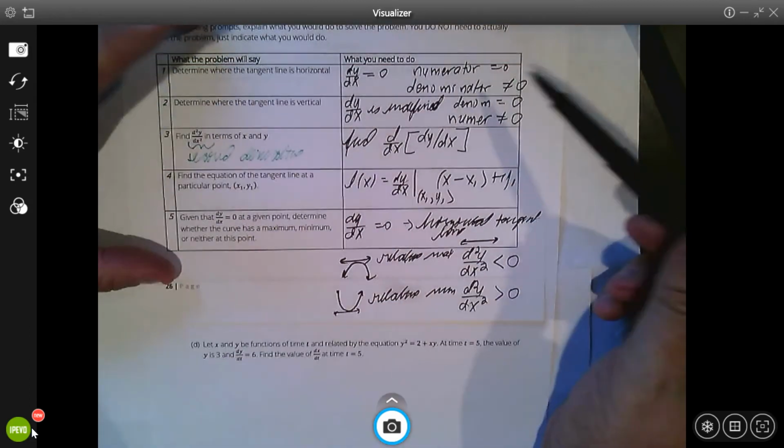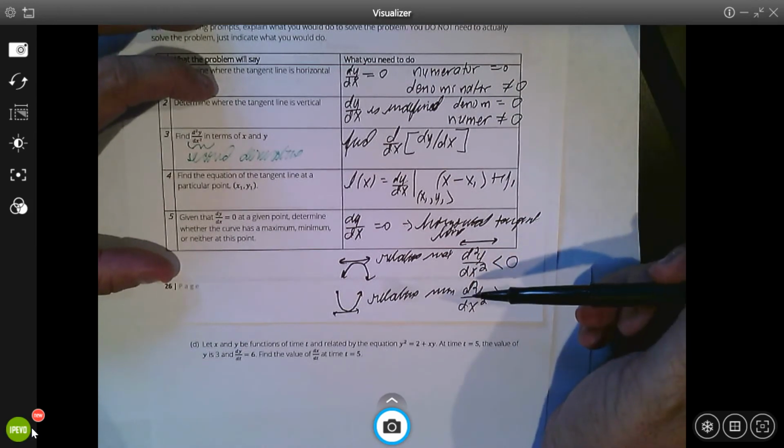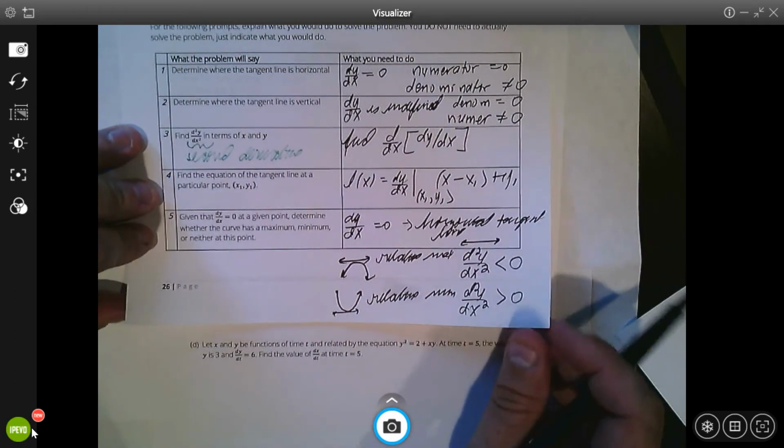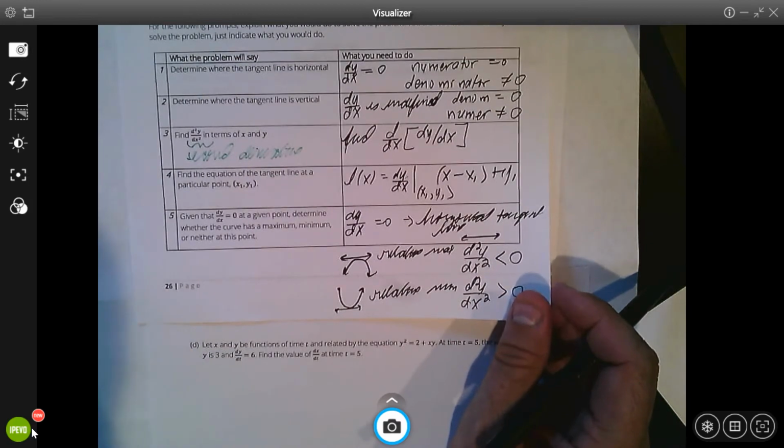Okay, so that was just a summary of some things I want you to keep in mind when we're working with implicit differentiation. And now let's all flip over to page 28, where we're actually going to work through a free response question involving implicit differentiation.